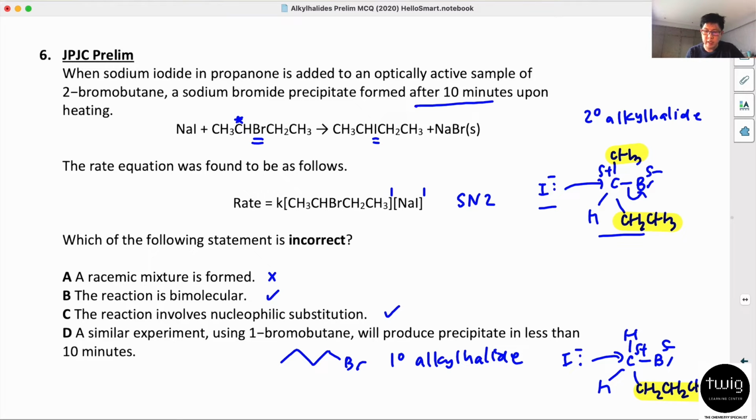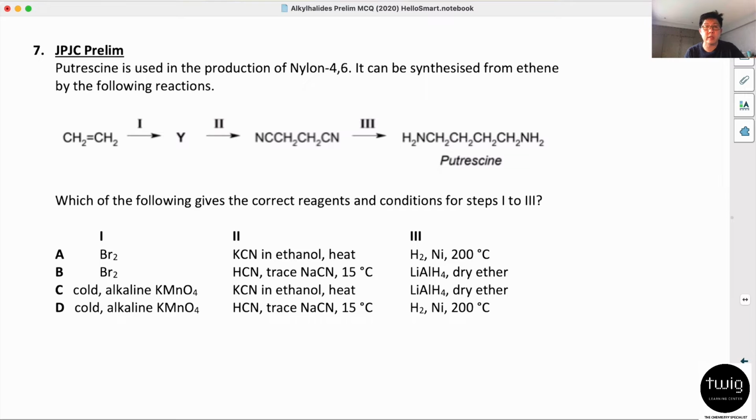So since secondary is after 10 minutes, this will take less than 10 minutes, right? So this is actually a correct statement, which means the question is asking for which is incorrect, has to be A. Okay, let's look at the next question, question 7.